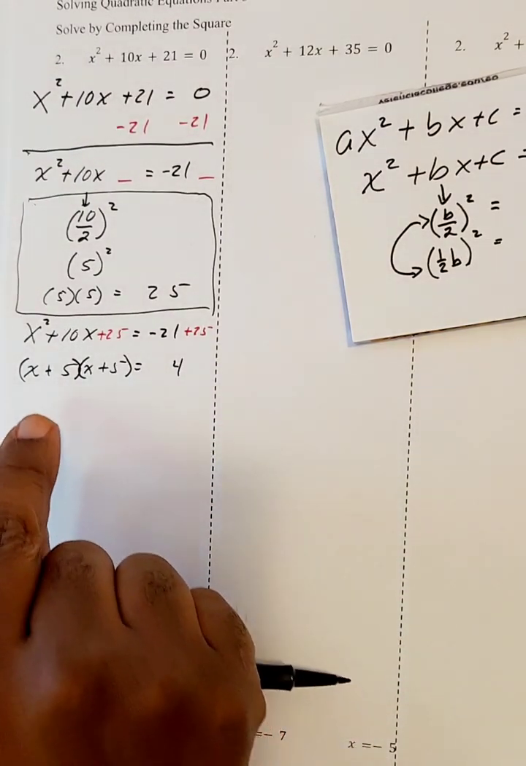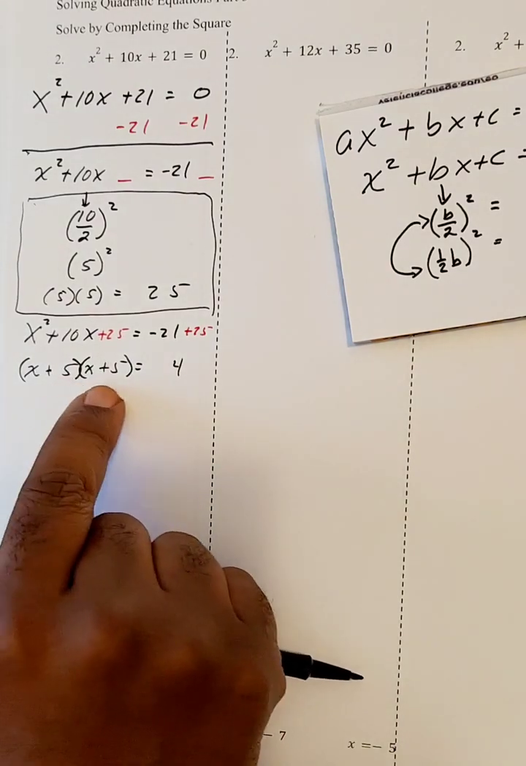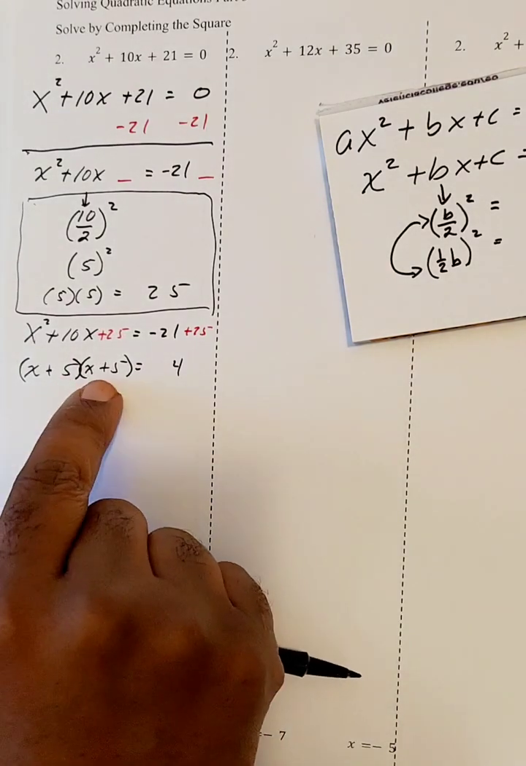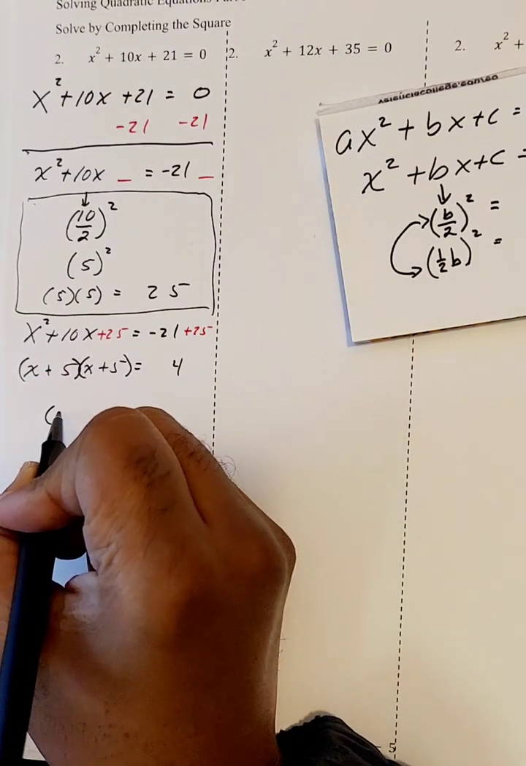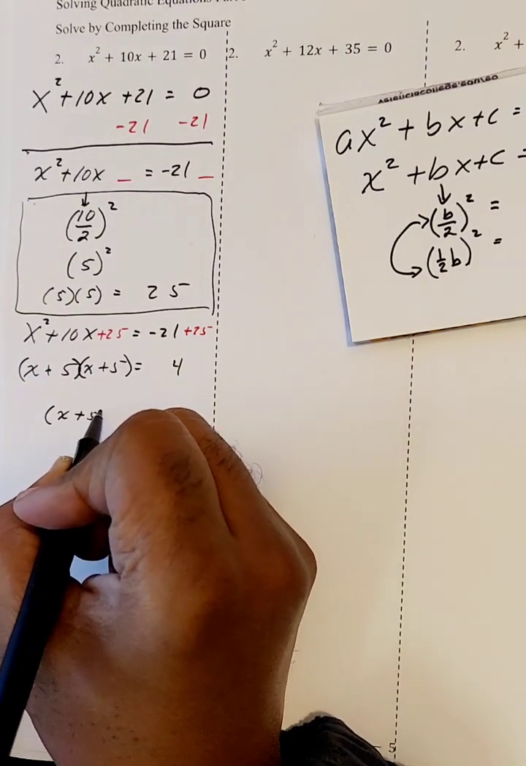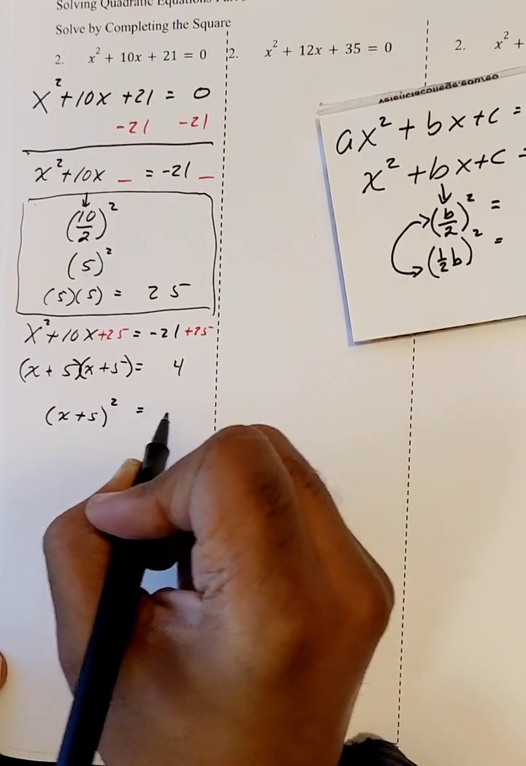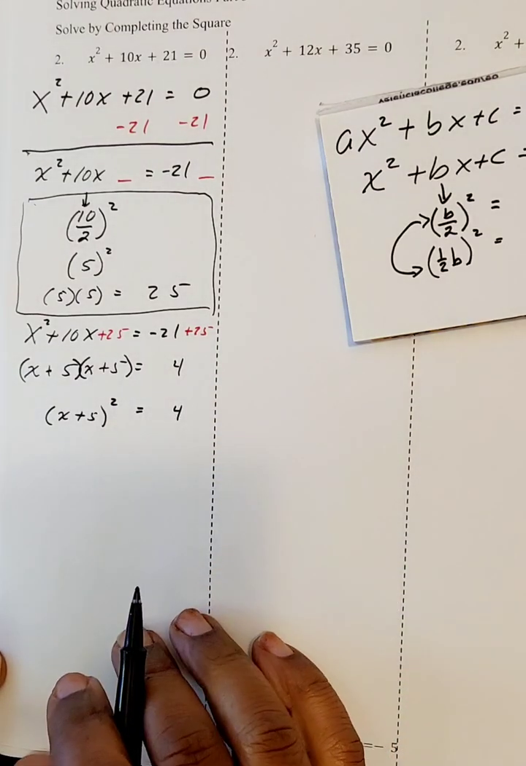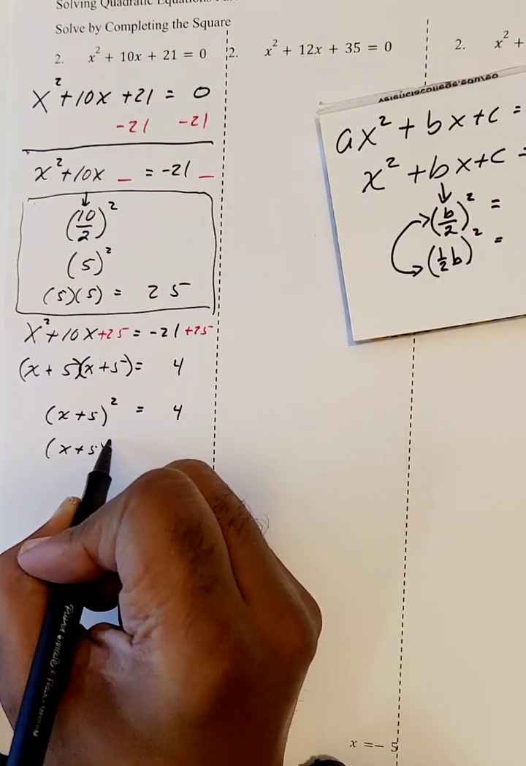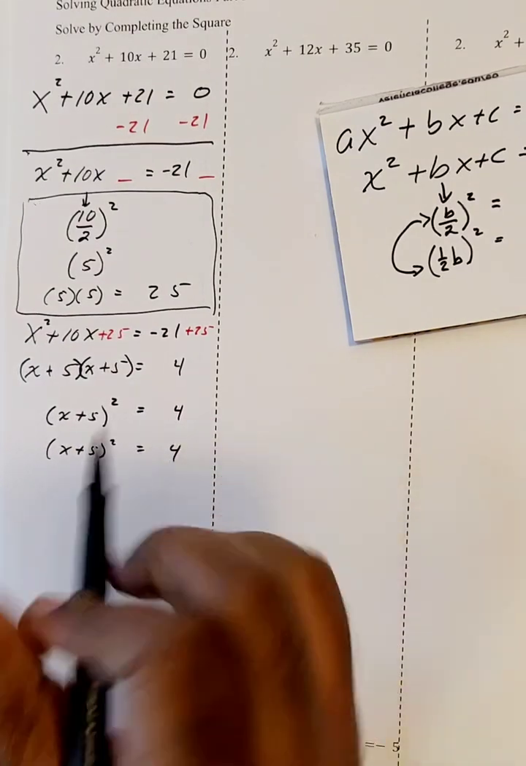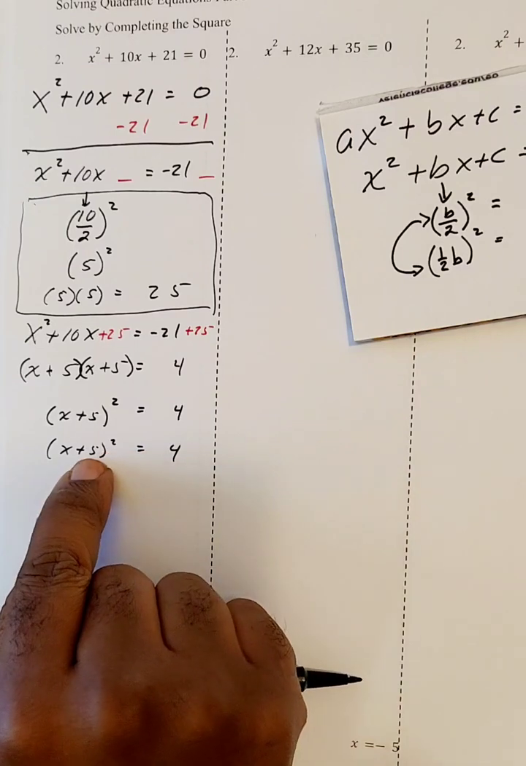All right. Now, we're going to take these expanded binomials here and combine them into one. So we'll have an x plus 5 all to the second power, and that will equal 4. Now we're going to take this, x plus 5 all to the second power equals 4, and we're going to remove the square, then we're going to remove the 5.